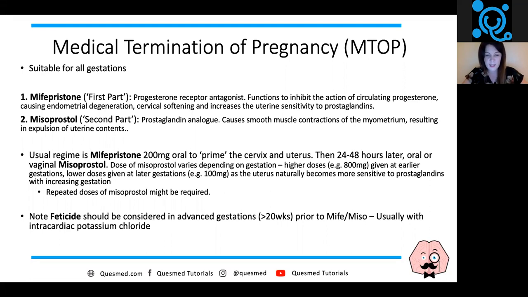In cases of advanced gestation over 20 weeks, foeticide might be performed first. This is usually via the injection of intracardiac potassium chloride, and this functions to stop the fetal heart and prevent the fetus from being born with signs of life.